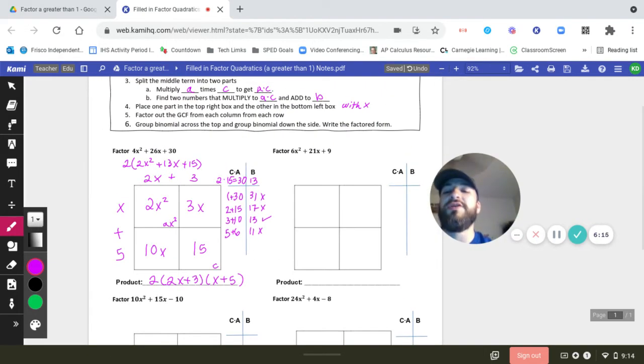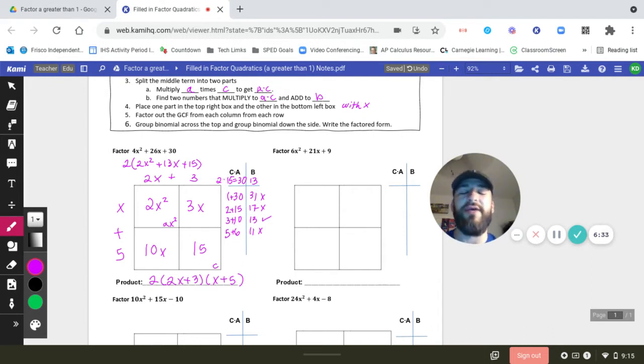Okay, and that is, of course, our step 6. Group binomials across the top and group binomials down the side, and write it all in factored form. Okay, so pretty straightforward, y'all. Kind of very similar steps to what we did last time, except you have to do a little more thinking to find your values that go on the outside as opposed to our a equals 1.